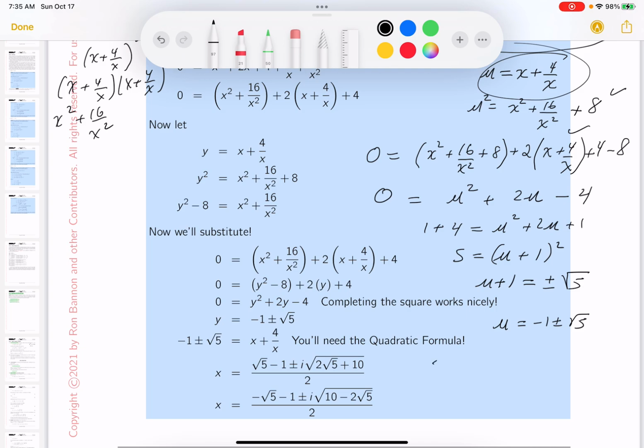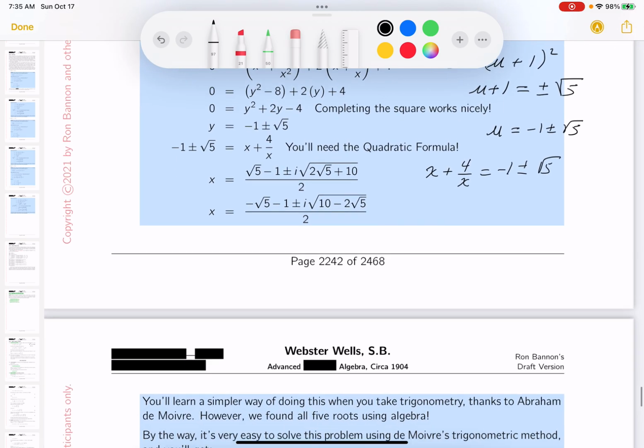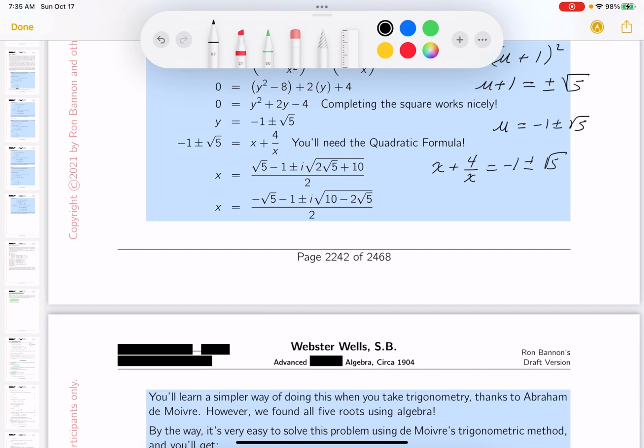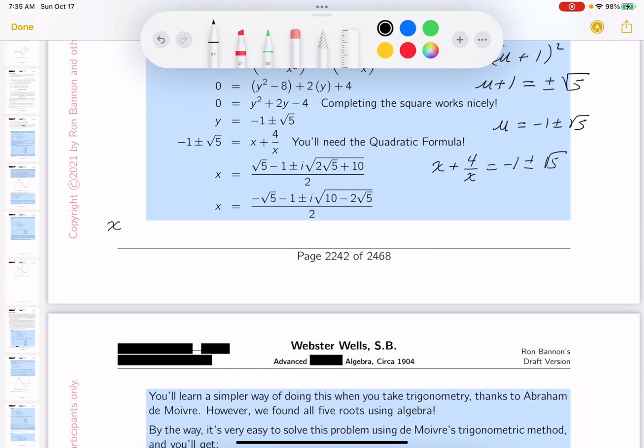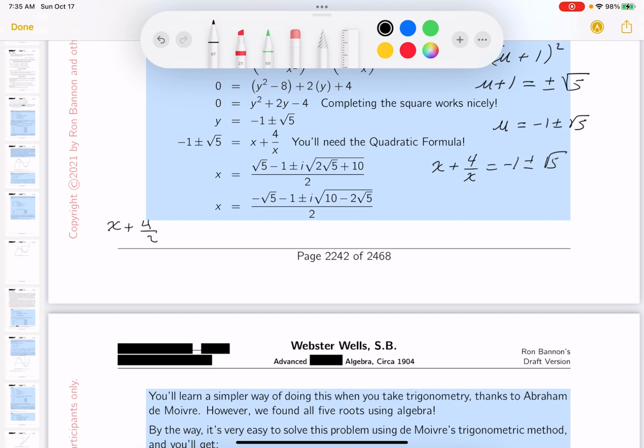So what do I got here? I got x plus 4 over x, that's what the u is equal to, minus 1 plus or minus the root of 5. And yes, I know it's frustrating. I got to solve 2 equations now. And I'm going to do one at a time for you. Again, don't be discouraged by work. I'm going to say x plus 4 over x equals minus 1 plus root 5. And the other one I want to do is x plus 4 over x equals minus 1 minus root 5. Yeah, they're kind of nightmarish, but I know how to solve these equations.